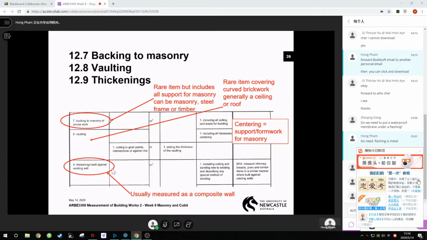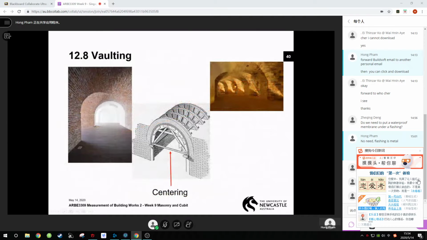Here's a bit of vaulting, and you can see those photos from Europe. When you build the vaulting, same with arches, there's this stuff called centering, which is the formwork that holds it up, but we don't call it formwork, we call it centering. When we're talking about arches and vaults, we build that on centres.